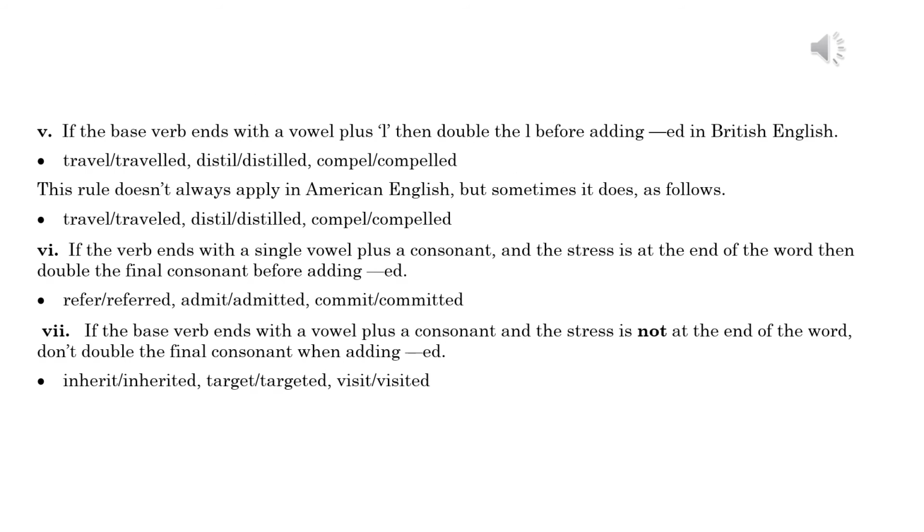5. If the base verb ends with a vowel plus L, then double the L before adding ed in British English. Travel, travelled. Distill, distilled. Compel, compelled. This rule doesn't always apply in American English, but sometimes it does, as follows. Travel, travelled, with one L, distill, distilled, with two L's, compel, compelled, with two L's.